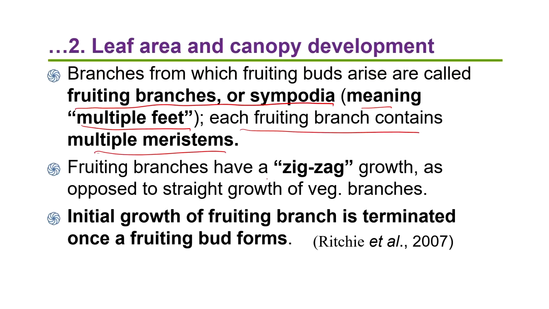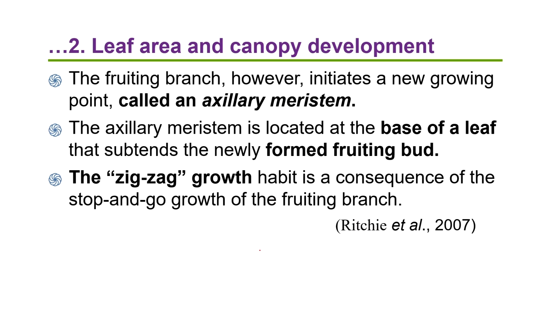Fruiting branches have a zigzag growth. This point is very, very important. However, vegetative branches have a straight growth. Here, sympodial branches will have a zigzag growth as opposed to the straight growth of vegetative branches. Initial growth of the fruiting branch is terminated once a fruiting bud forms. The fruiting branch, however, initiates a new growing point called an axillary meristem. The axillary meristem is located at the base of the leaf that subtends the newly formed fruiting bud.